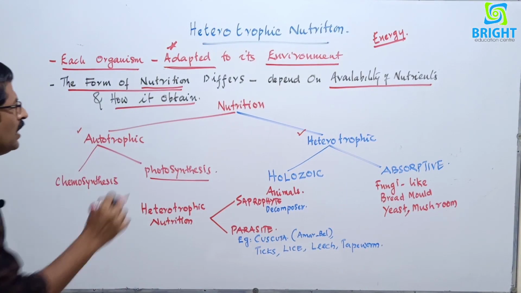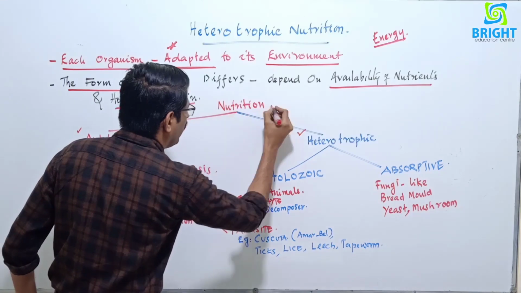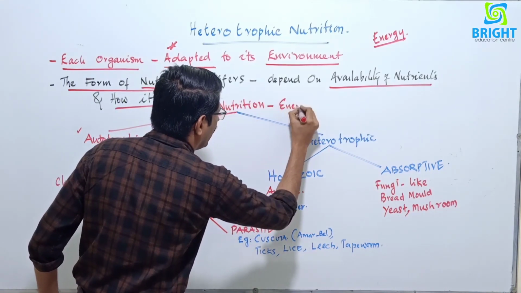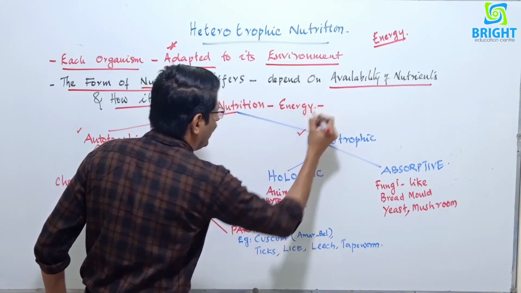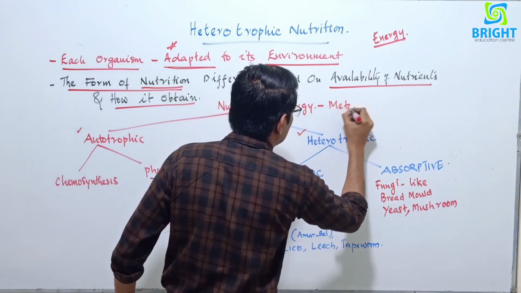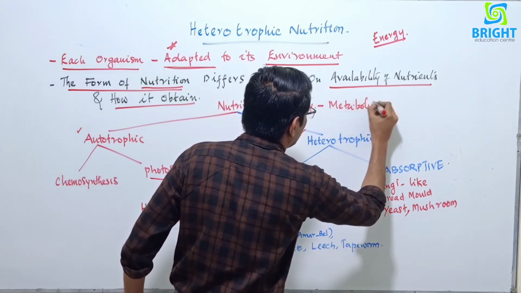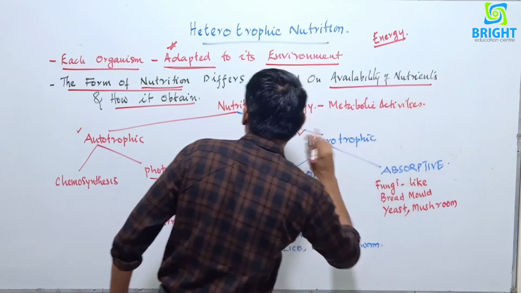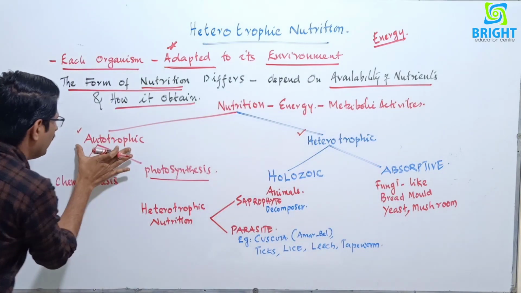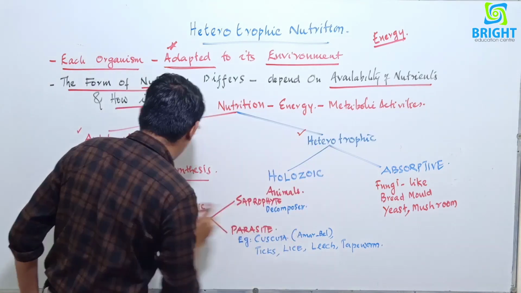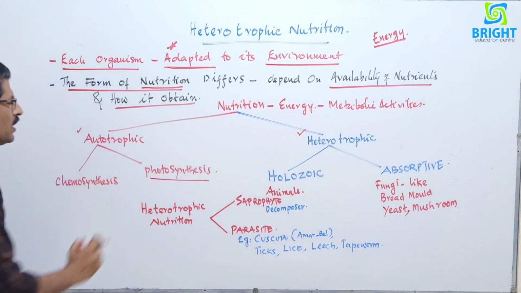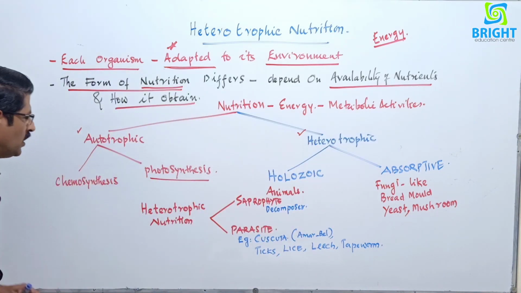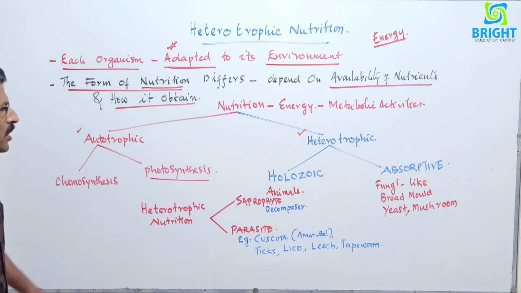Each organism requires nutrients for its energy requirement to undertake various metabolic activities. That may be different in autotrophic or heterotrophic, and this we have already discussed: autotrophic nutrition, chemosynthesis, and also the photosynthesis process.